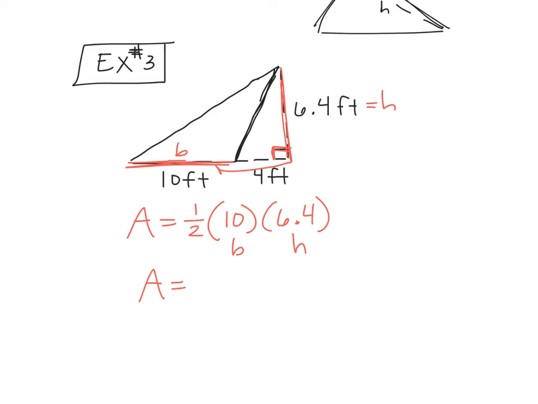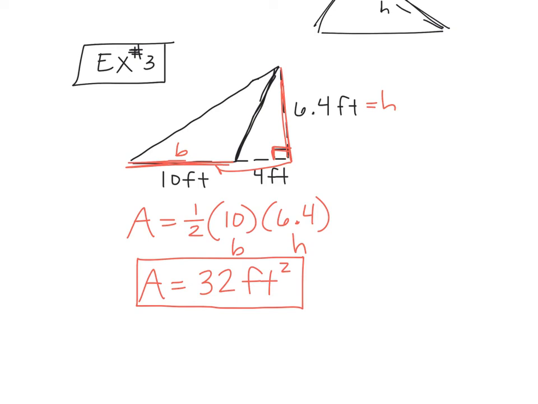Well, I'll give you the number. 32 what? 64. Right. Divided by 2 is 32. So just make sure you write square feet when you're finding area. Okay, it's always squared. Questions on that?